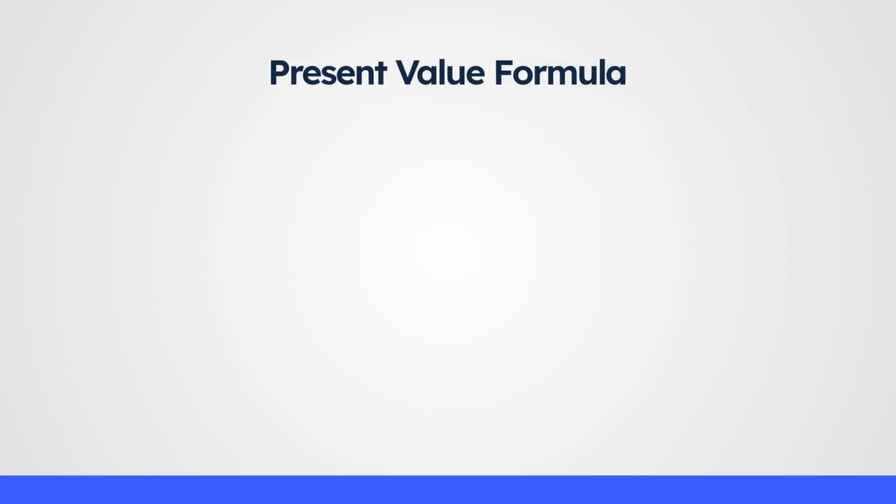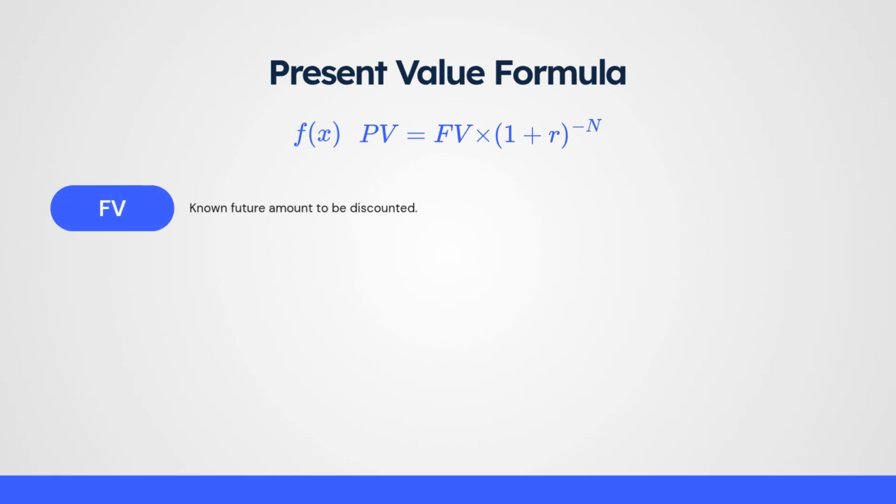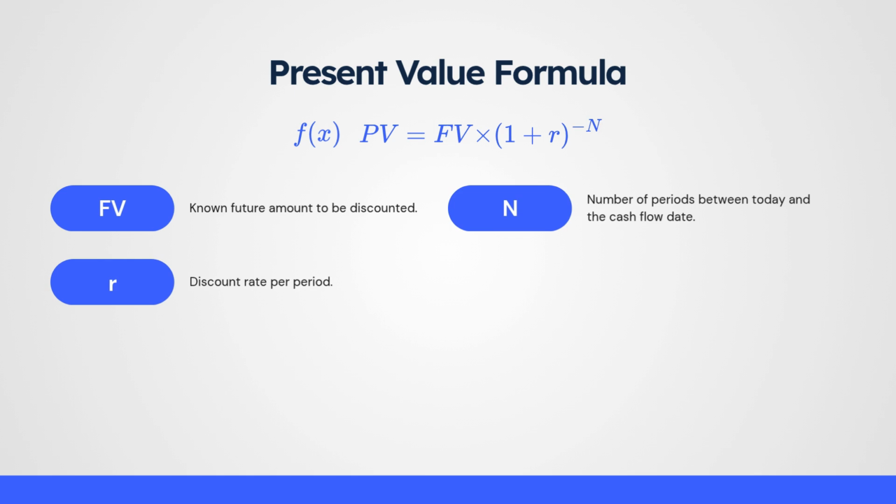The present value formula is simply the future value formula rearranged. Present value equals future value times 1 plus r, raised to the negative n. FV is the known future amount. N is the number of periods between today and that cash flow. R is the discount rate per period. And 1 plus r to the negative n is the present value factor.